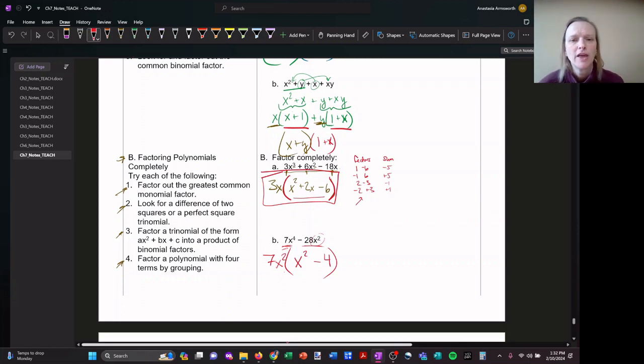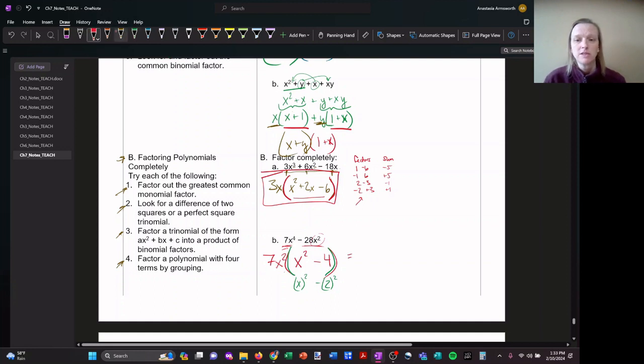All right, I've pulled out that greatest common factor, and I look inside parentheses, and this two-term polynomial looks familiar to me. This looks like I have a squared value minus a squared value. And when I see that difference of two squares pattern, then I know how to factor that. I'm going to do something here inside parentheses.